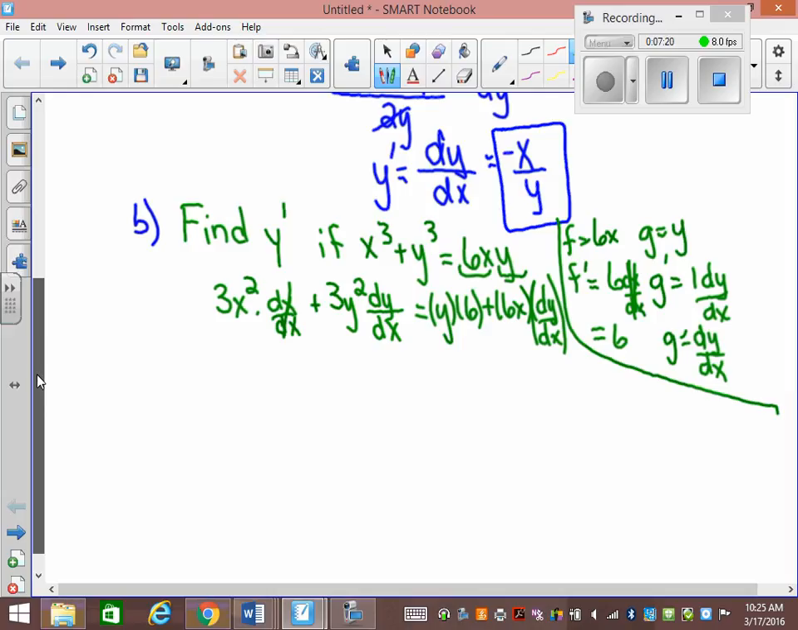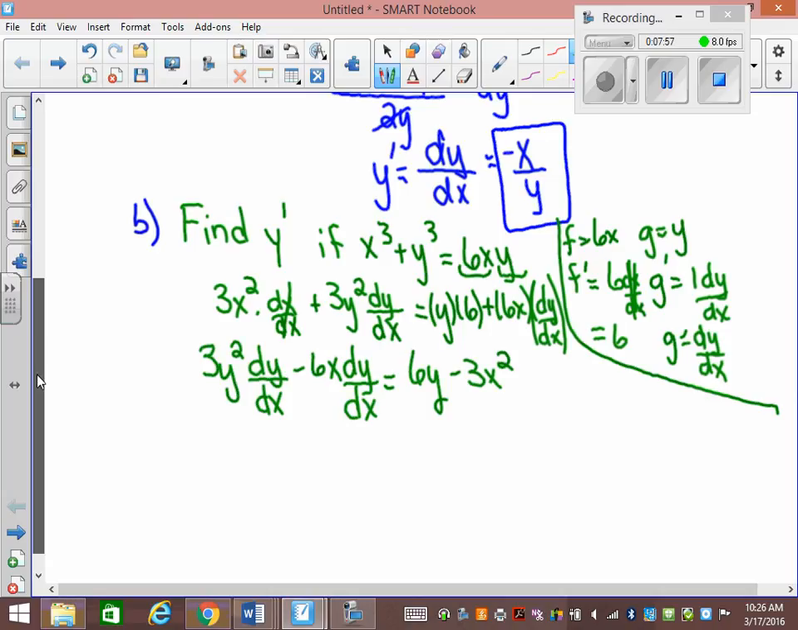We need to get dy dx by itself, right? So once you've actually taken the derivative of everything, anything that has a dy dx, you move to one side, and any term that doesn't have a dy dx, you move to the other side. So I'm going to keep 3y squared dy dx over here, and then I'm going to subtract 6x dy dx over to this side. And then I'm going to keep 6y over here, and I'm going to subtract 3x squared.